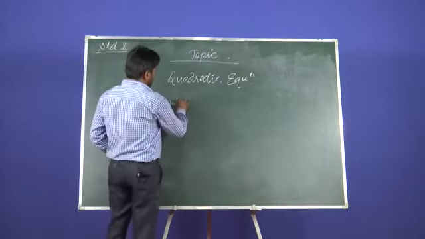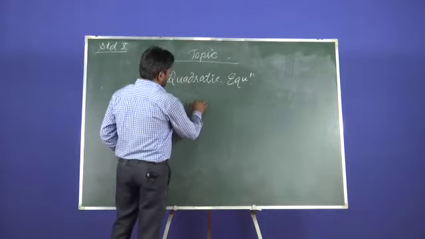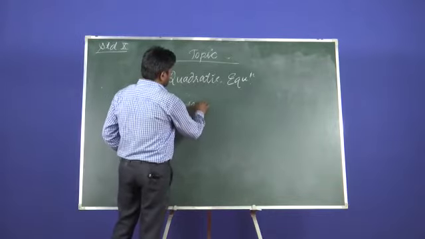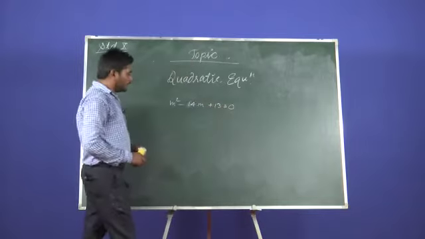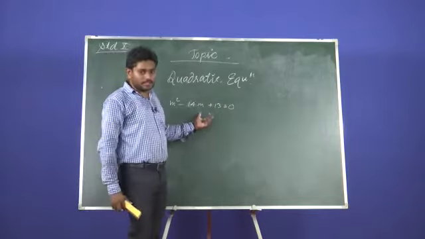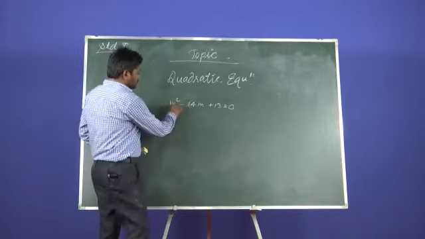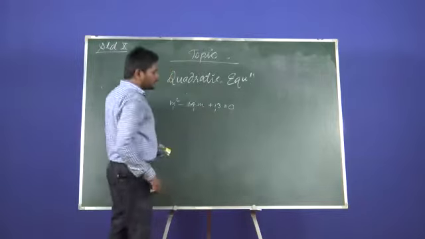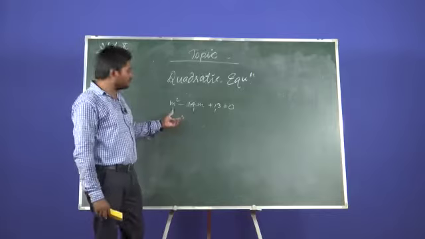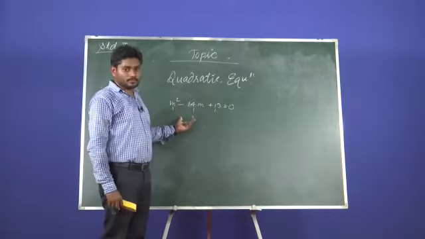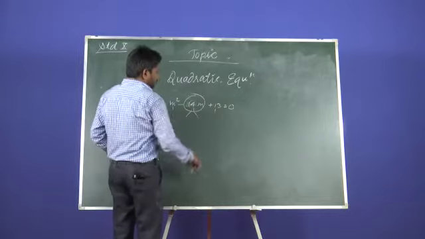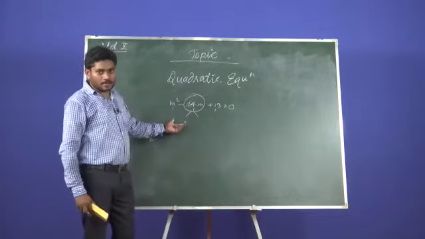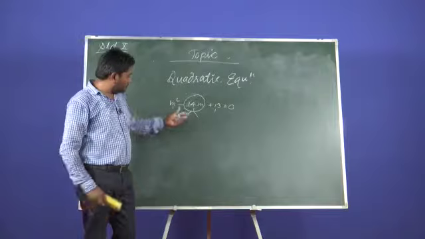Suppose that m square minus 14m plus 13 equals 0. Then how can we solve it? Initially we have three terms: first term, second term and third term. So first of all we can make them four terms, meaning split the middle term into two parts. How can we split it?